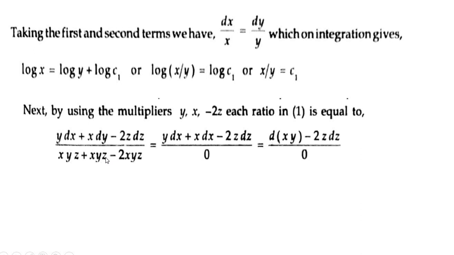Next term I multiplied with, the first term I multiplied with y and I got xyz. Next term I multiplied with x, I got xyz. So the third term I have to use a multiplier as minus 2z. So minus 2z into xy is minus 2xyz. So the denominator will be equal to 0.